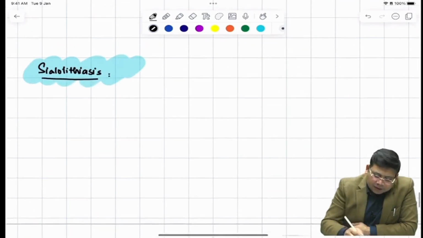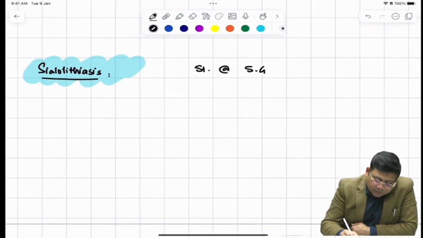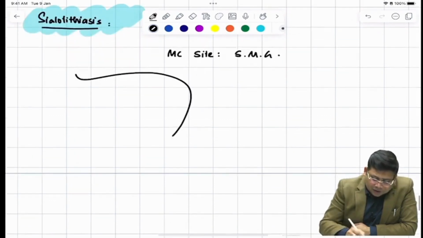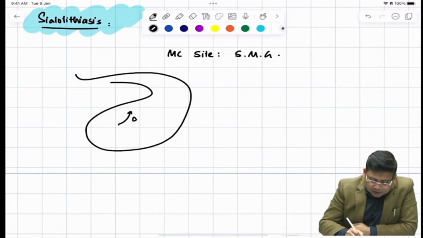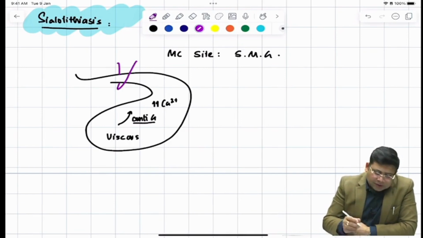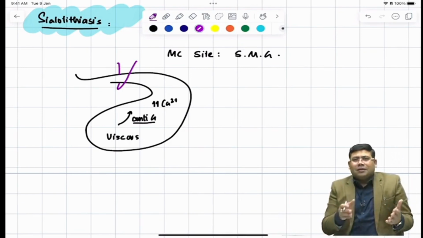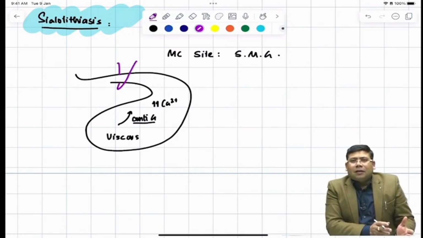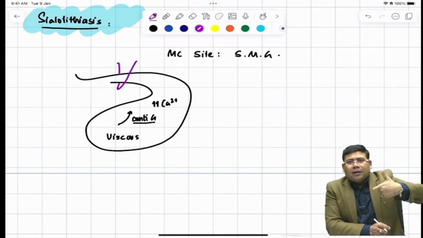It is nothing but the stones in the salivary gland. The most common site for them is the submandibular gland. There are only 3 reasons for that. First of all, this is anti-gravity drainage. The secretion is rich in calcium, therefore it is viscous. And do you know this, the submandibular gland duct, that is the Wharton's duct, is hooked by the lingual nerve.